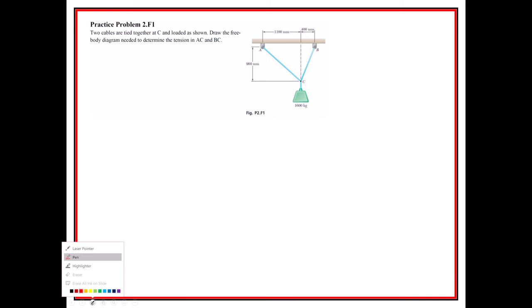Well, I went ahead and I solved this whole thing, right? So I didn't just draw the FBD of this thing. So right here, let me declare what X and Y is.